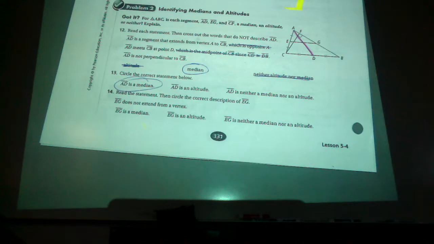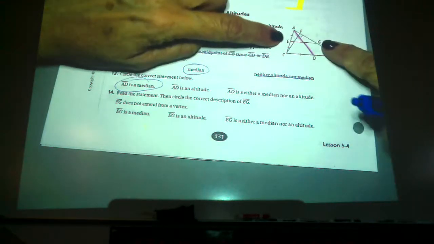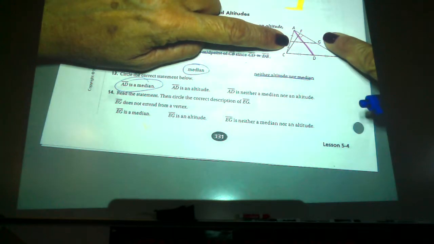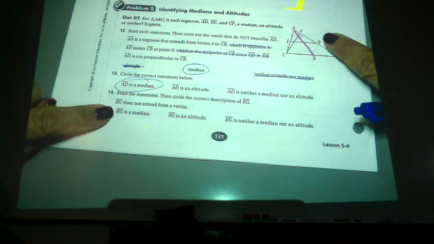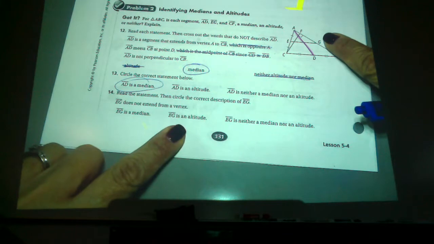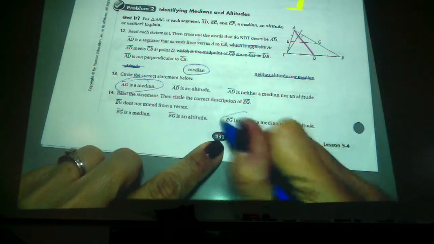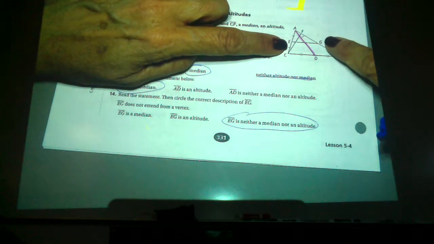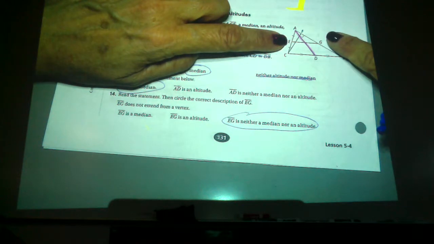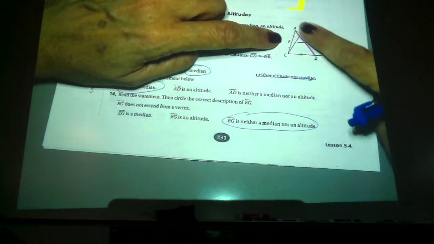So for 14, it says segment EG, this segment right here, does not extend from a vertex. So if it doesn't extend from a vertex, could it be a median? Nope. Could it be an altitude? Nope. So therefore it must be neither. What do we guess EG could be? We don't have enough information to determine that, but it appears to be a mid-segment.